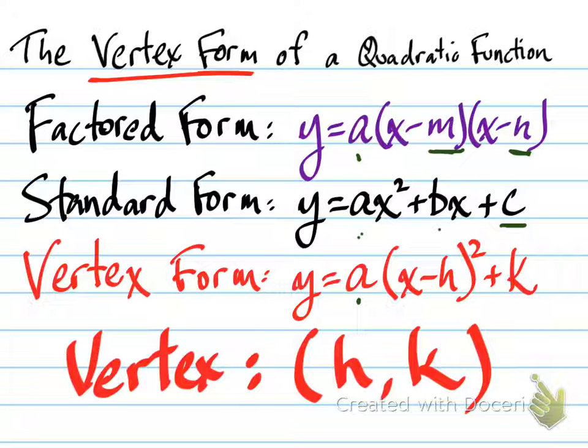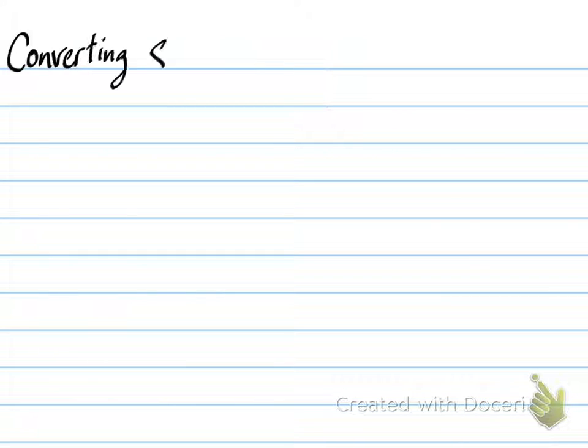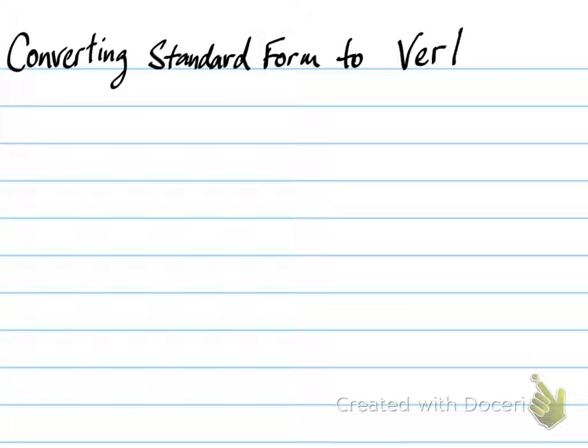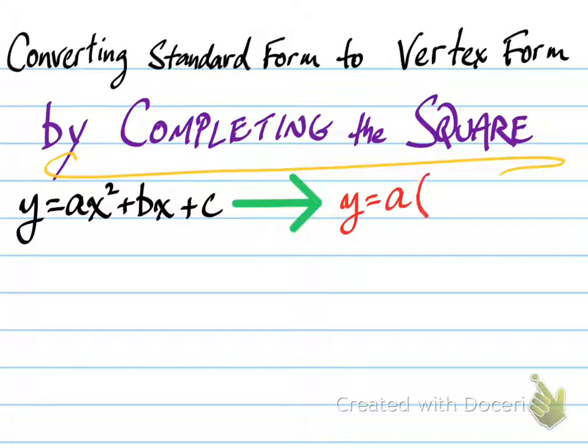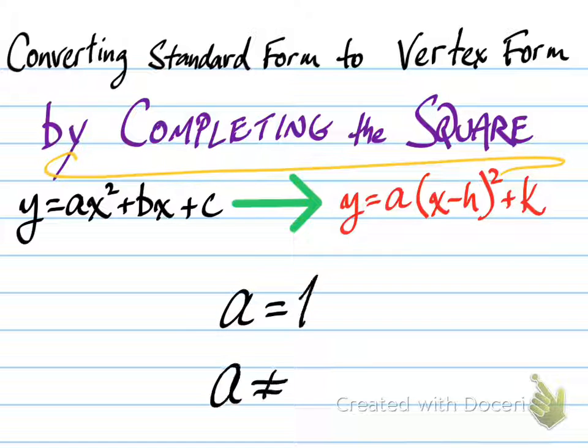Let's take a look then at this process that I was just talking about of converting a standard form to a vertex form for a quadratic function. The process that we will use is something that you are somewhat familiar with, I hope: completing the square. In this process of changing standard form to vertex form, I'd like to do a couple of examples where a equals 1 and one example where a does not equal 1.